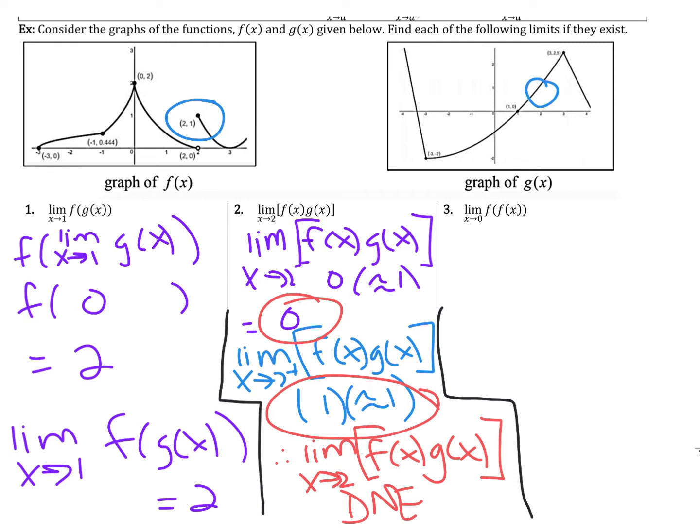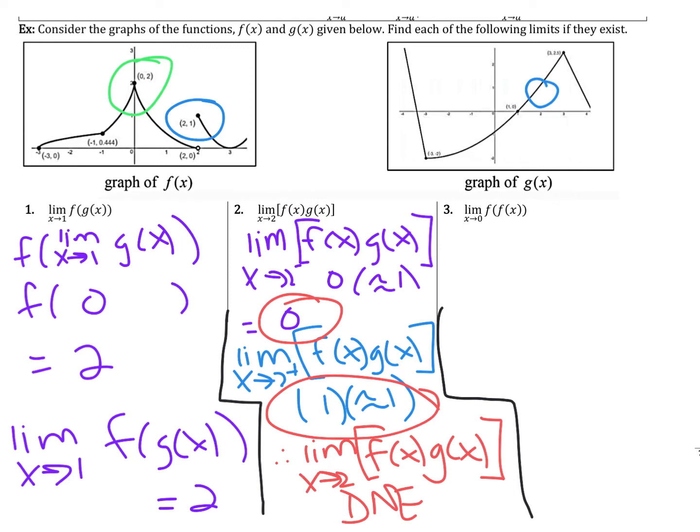All right, number 3 only involves the first function, f, so let's see what's going on with this problem. This is asking us for the limit as x approaches 0 of f of f of x. Well, f is continuous at 0, and we can see that at 0 we would get 2. But the problem is that f isn't continuous at x equals 2. We have a jump discontinuity, which means the two-sided limit doesn't exist. That means that we have to analyze this function in a different way.